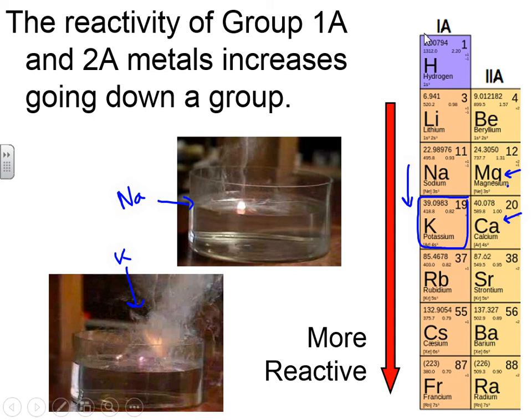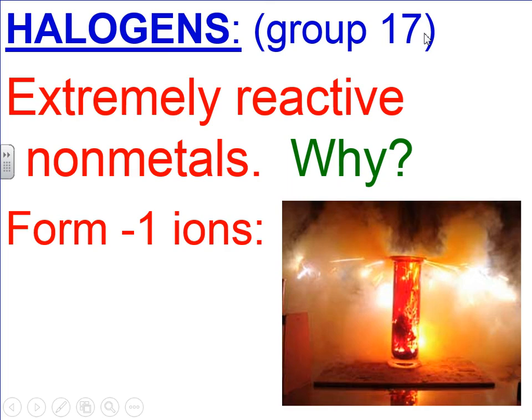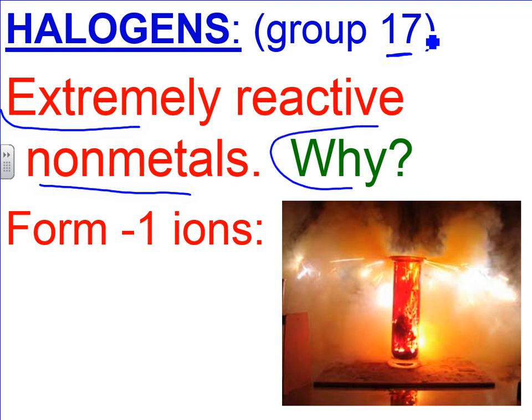Right, let's take a look at group 17. And this group is called the halogens. These are also extremely reactive, kind of like group 1. And they are nonmetals, because we're on the right side of the periodic table with group 17. Now, why are they extremely reactive? The reason for this is because they are close to the noble gases.